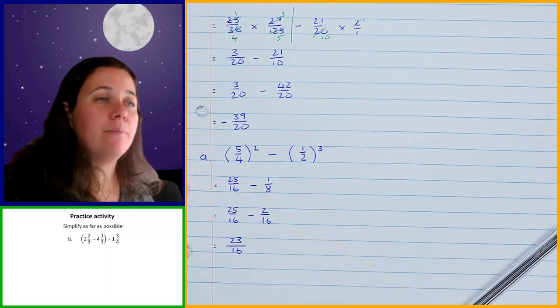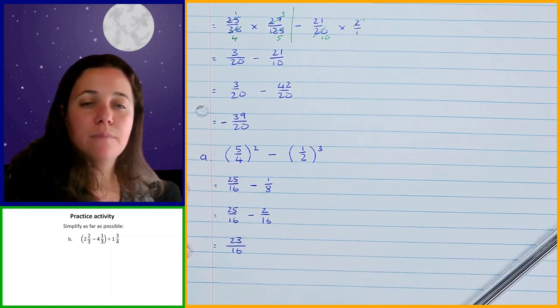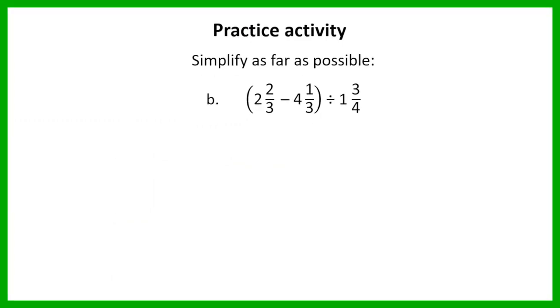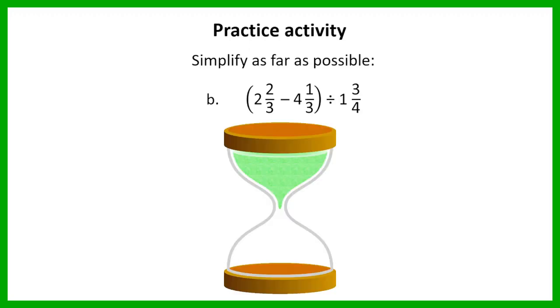Right, question B. Over here, you've got 2 and 2 thirds minus 4 and a third in brackets, divided by 1 and 3 quarters. I'm going to give you 2 minutes to work on this question.